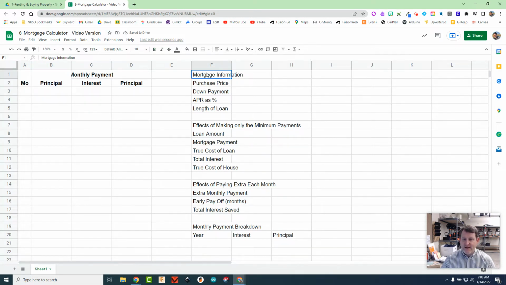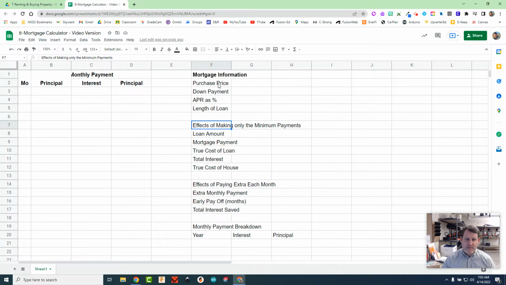Now we have these other tables off here to the right. We have four different tables. This is the basic mortgage information table. This is my heading, so I'm going to merge these two cells together and bold that real quick. And this is where I'm going to type in all my basic information.